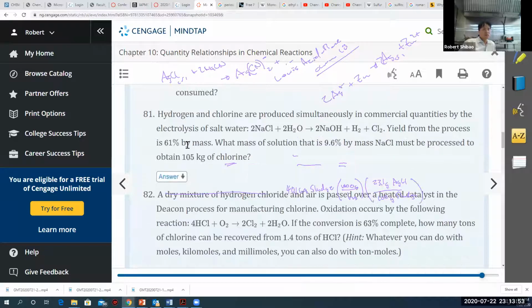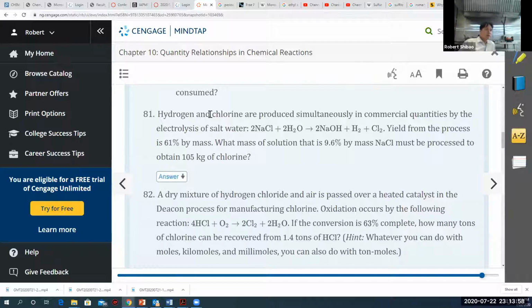Here's another percentage problem. Is this a mixture or what? Hydrogen and chlorine are produced simultaneously in commercial quantities by electrolysis of salt water. So when we electrolyze salt water, pass electricity through it, we can form some sodium hydroxide, hydrogen gas, and chlorine gas. We looked at this in the first part of chapter 10. Yield from the process is 61% by mass. Oh, okay, this is a percent yield. So for every 100 grams that we think we're going to get, the theoretical yield, we only get 61 grams.